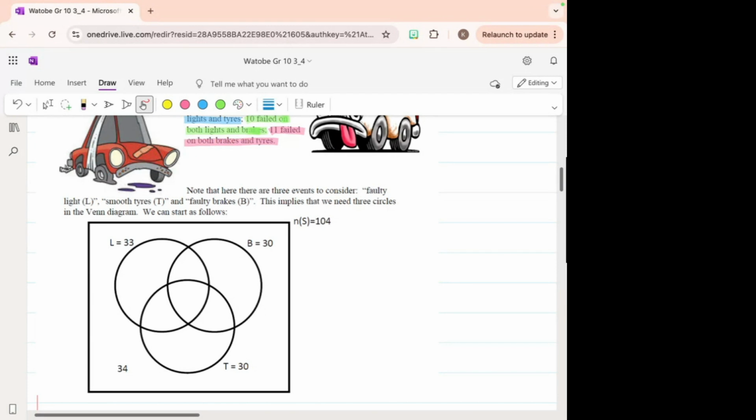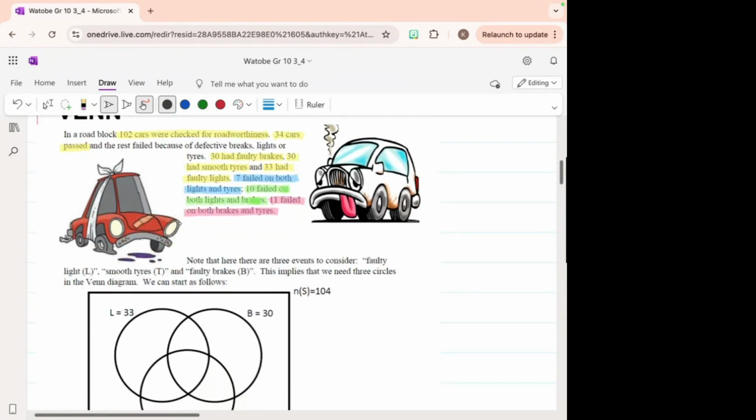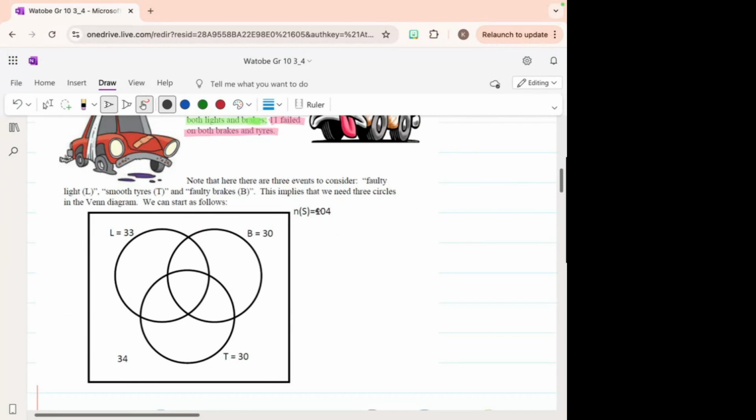Because here, Teacher Coco has put the start of this Venn diagram in here for us. So there is one small mistake. In a roadblock, 102 cars were checked. So your total sample size is 102. So you would have a block, right? You know you've got 3 events. You would have your 3 circles. And your total sample size, your n(S), is equal to 102. Where did I get the 102? 102 cars were actually inside of the roadblock. Right.